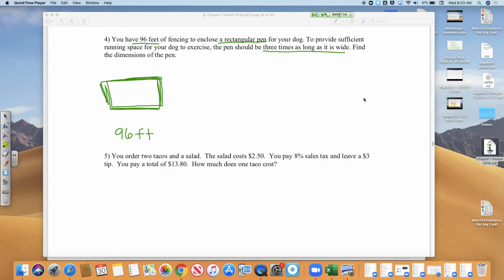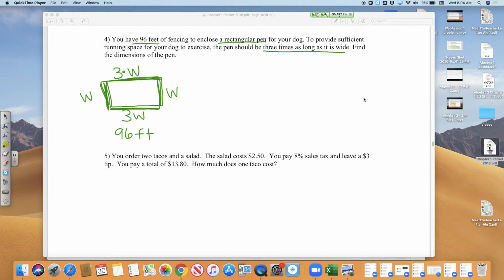We also know that the pen should be 3 times as long as it is wide. So we'll just say that this is the width here. If this is the width, we know that the length is going to be 3 times whatever the width is. So up here, this length is going to be 3 times the width. That's what it says in the description. If we have the width on this left-hand side, this right-hand side is also a width. And if up here this length is 3 times the width, down here is 3 times the width as well. And we have a total of 96 feet.